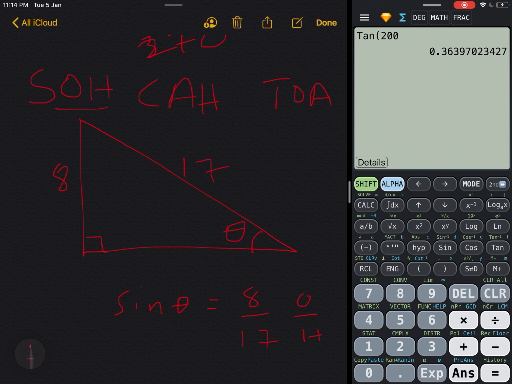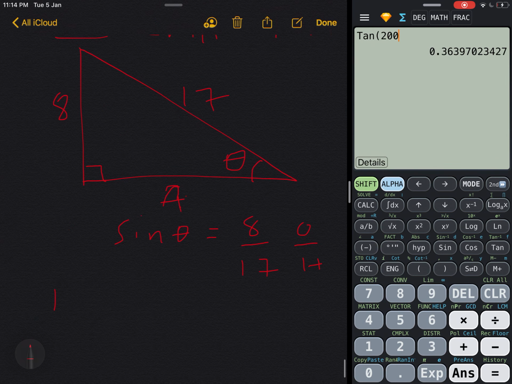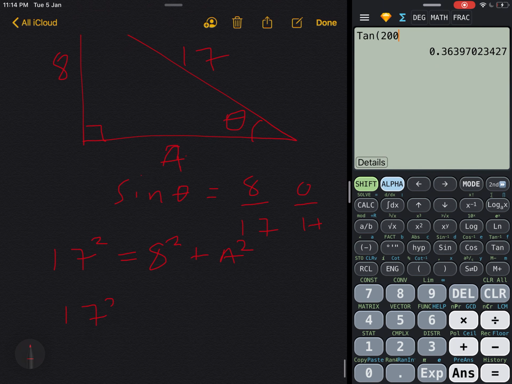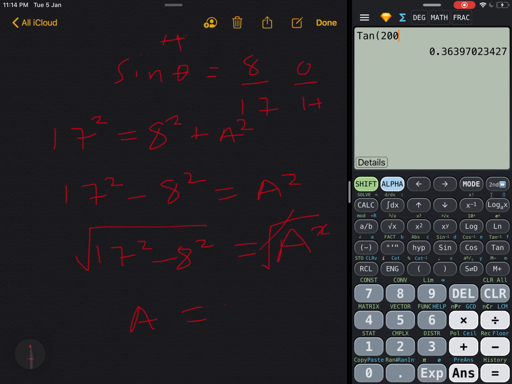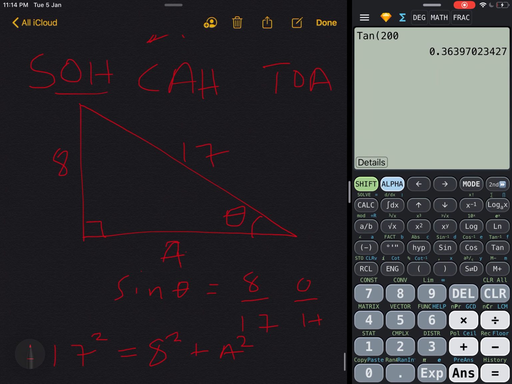With the help of Pythagoras' theorem, I can find the value of the adjacent, which I'll call A for simplicity's sake. Pythagoras says that the square of the hypotenuse is always equal to the sum of the squares of the other two sides. Making A the subject, I have A squared equals 17 squared minus 8 squared. And I need to find A, not the square of A, so I take the square root of both sides. You can punch this on the calculator. You have the value of A to be 15. Now I have all three dimensions of the triangle.